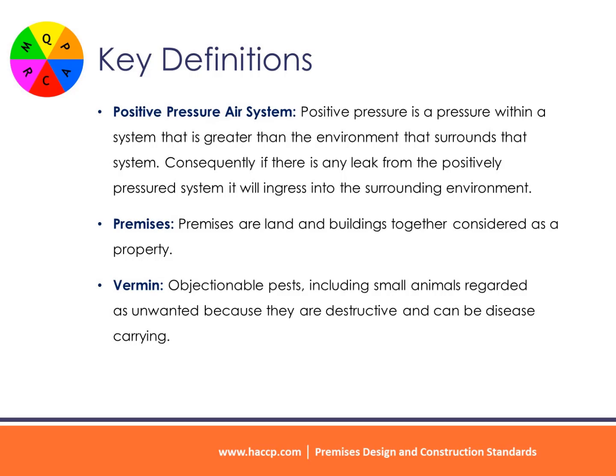Premises. Premises are land and buildings together considered as a property. Vermin. Objectionable pests, including small animals regarded as unwanted because they are destructive and can be disease-carrying.